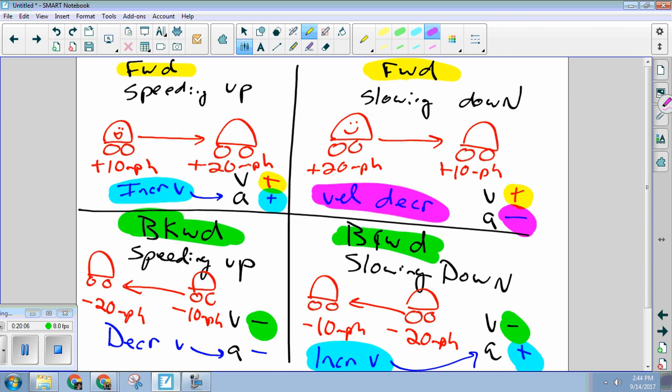Over here, same idea. If you're going backwards and speeding up, we're going from 10 miles an hour to 20 miles an hour, but they're both negative because we're going backwards. So if your bank account goes from negative 10 to negative 20, that's bad, right? That's a decreasing velocity, which corresponds to negative acceleration. Does that make sense? That's it. Those are the 4 cases.